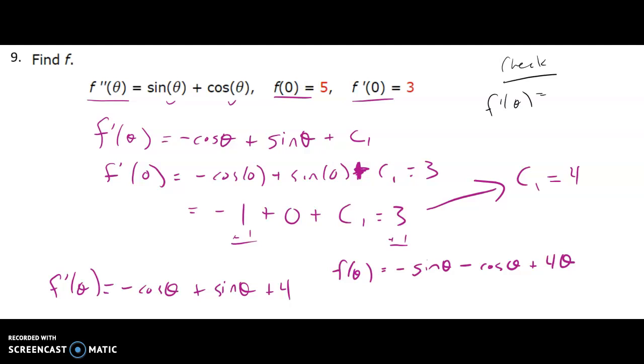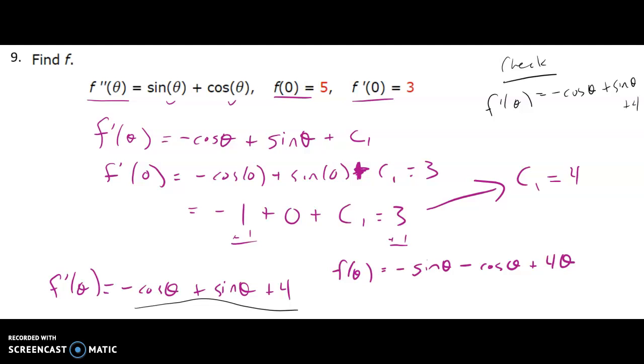F prime: the derivative of negative sine is negative cosine, because the derivative of sine is cosine. The derivative of negative cosine would be negative sine, and then plus 4. Now I'm pretty sure that that's right, because that's what I have over here.